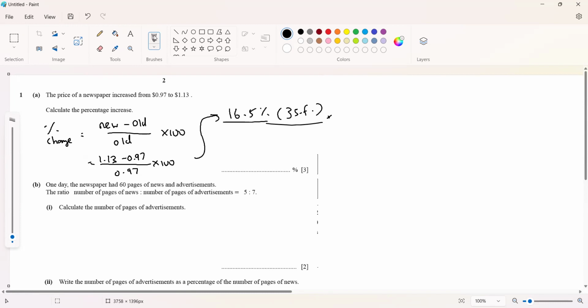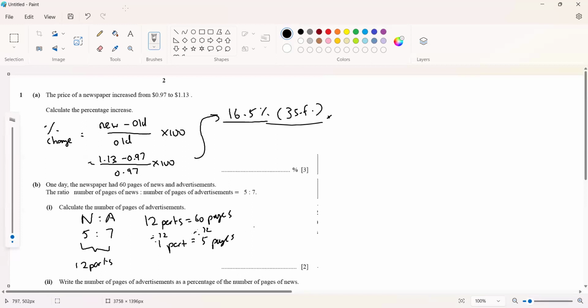Moving on to part B. The newspaper had 60 pages of news and advertisements. The ratio of the number of pages of news to advertisements is 5 to 7. Calculate the number of pages of advertisements. News to ads is 5 to 7, so there are a total of 12 parts in this ratio. 12 parts is equal to 60 pages, and therefore one part will be 5 pages if we divide both sides by 12. We are looking for the number of pages for ads. Ads is 7 parts, so 7 parts equals 5 times 7. That's 35 pages.